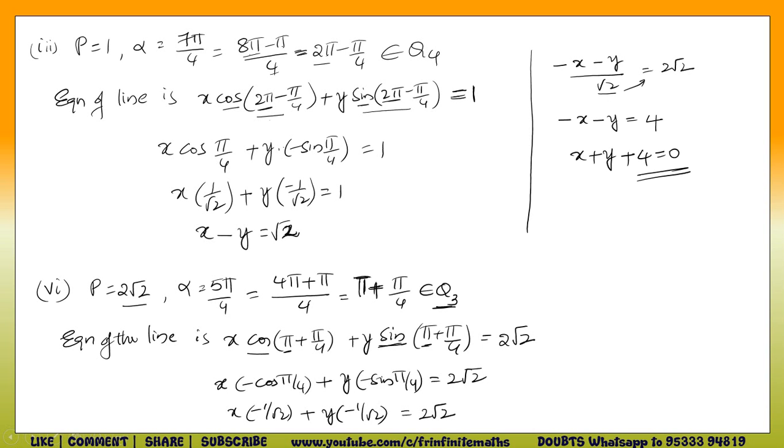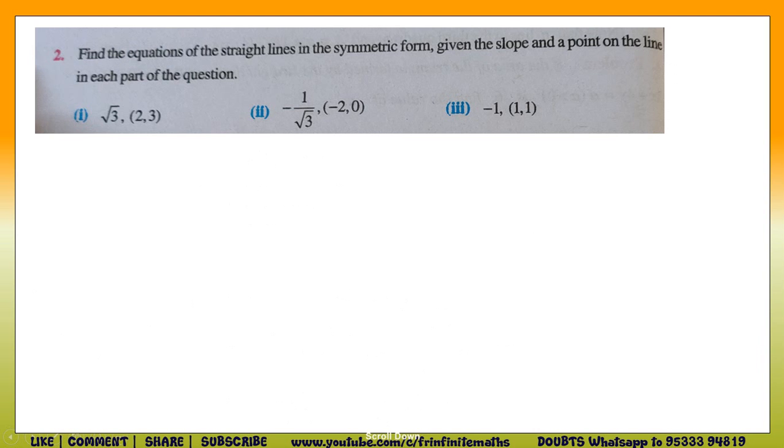Next, moving on to question number 2. Find the equations of the straight line in the symmetric form given the slope and a point on the line in each part of the question. So here he has given a slope and a point. This is nothing but point x1, y1, and the slope is given. Using these two things, we need to find the equation of the straight line in symmetric form.